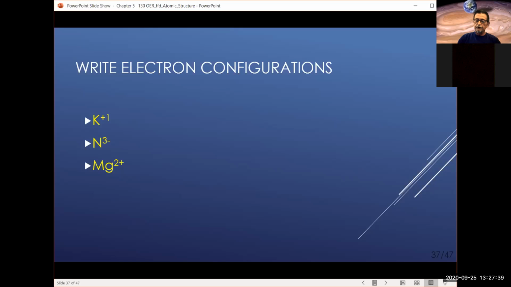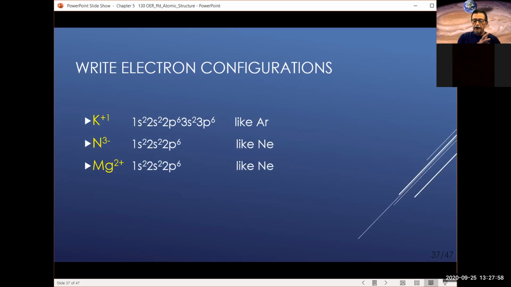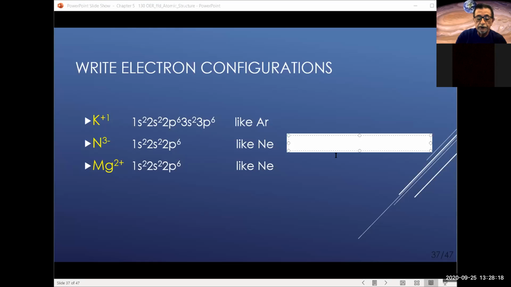And then we have magnesium here. They're giving you the +2, also asking you for the electron configuration for the ions. So be careful when you read the questions. Make sure you're not being asked to do the ions versus the atoms or the elements themselves. And that being the case, you see that both the N3- and the magnesium ion are isoelectronic with neon. They have the same number of electrons.